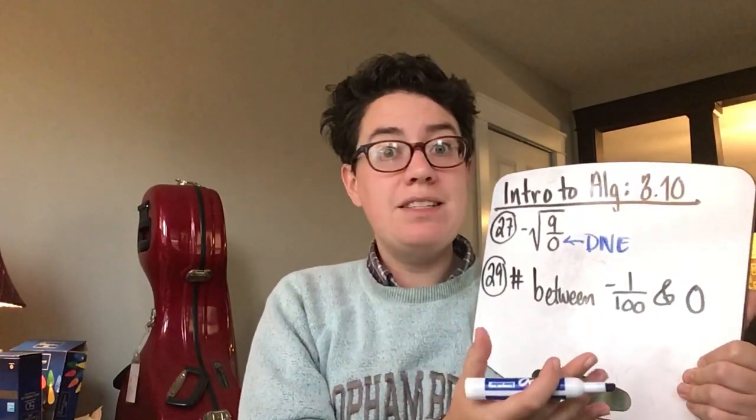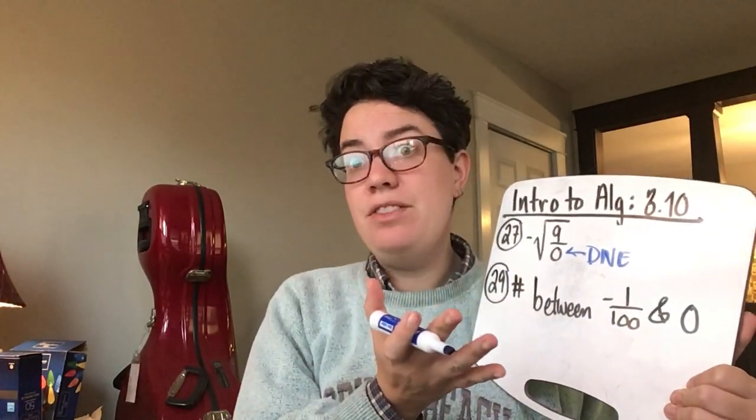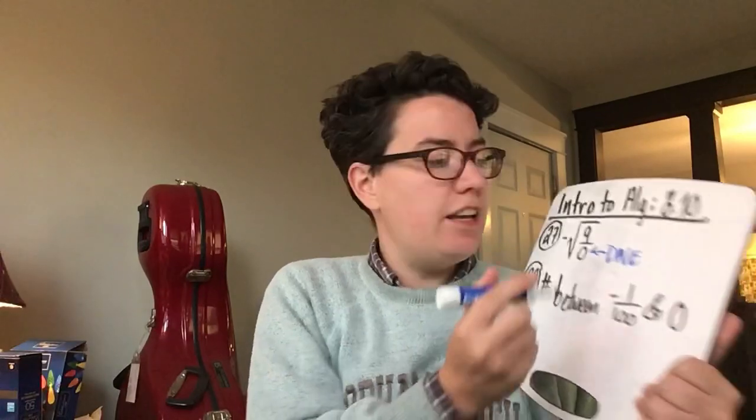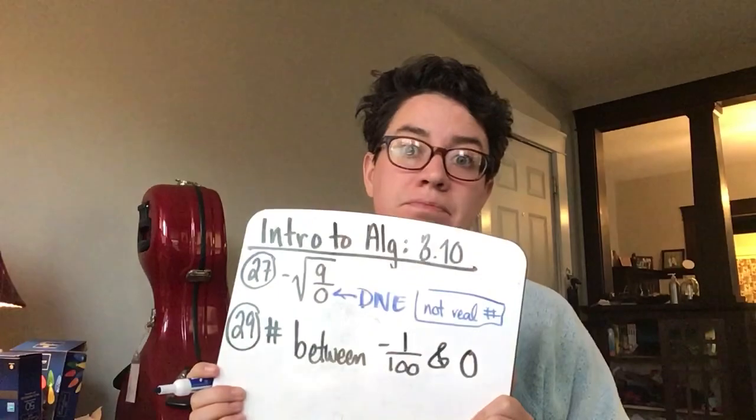So it doesn't matter what else is happening. If there's a 0 in the denominator, you can't do it, right? Try typing it into your calculator. You're not going to get an answer. So this means that it's not a real number because it's not any number, right? Not a real number. Doesn't exist.